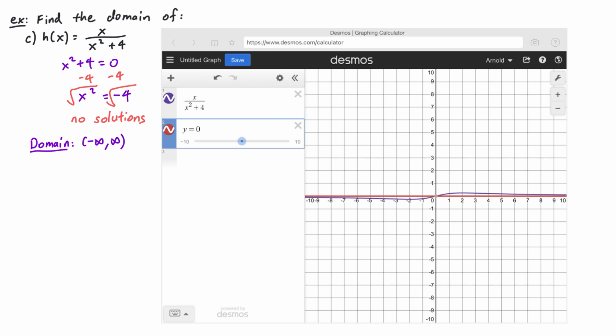So in this video, we learned about what rational functions are. We learned how to find the domain of rational functions, and we saw that rational functions have these things called asymptotes. In our next few videos, we'll learn how to find the asymptotes of rational functions.